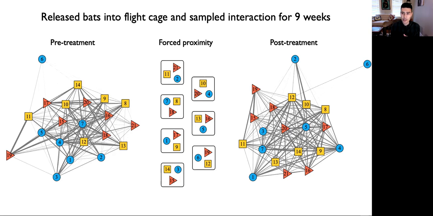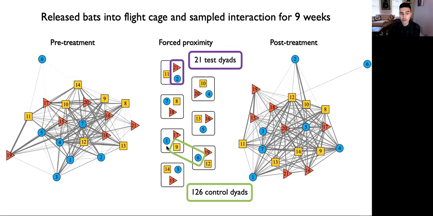Now, to actually test our hypothesis on the effect of forced proximity on allogrooming rates, we compared changes in mean grooming rates from pre-treatment to post-treatment for dyads of 3 different types. These include our 21 test dyads, which are new pairs forced into proximity, 126 control dyads, so new pairs not forced into proximity, and 63 familiar dyads, which consist of bats from the same site.